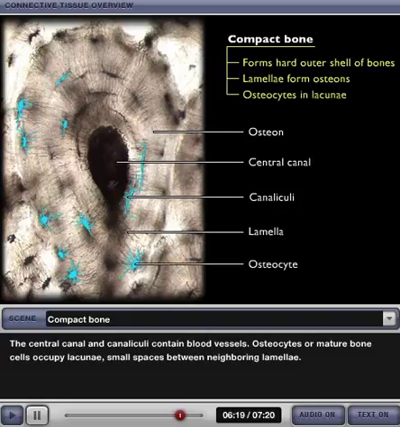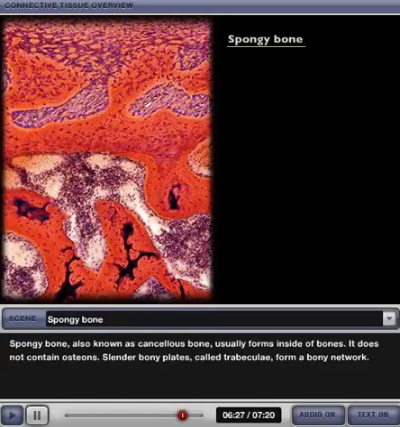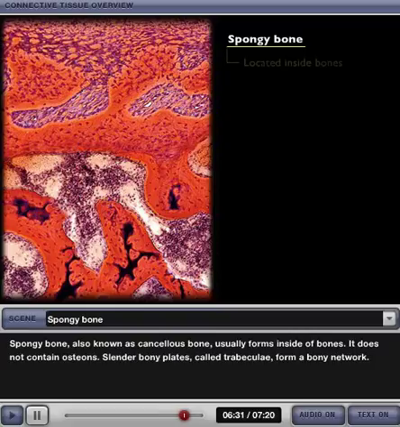Osteocytes, or mature bone cells, occupy lacunae, small spaces, between neighboring lamellae. Spongy bone, also known as cancellous bone, usually forms inside of bones. It does not contain osteons.